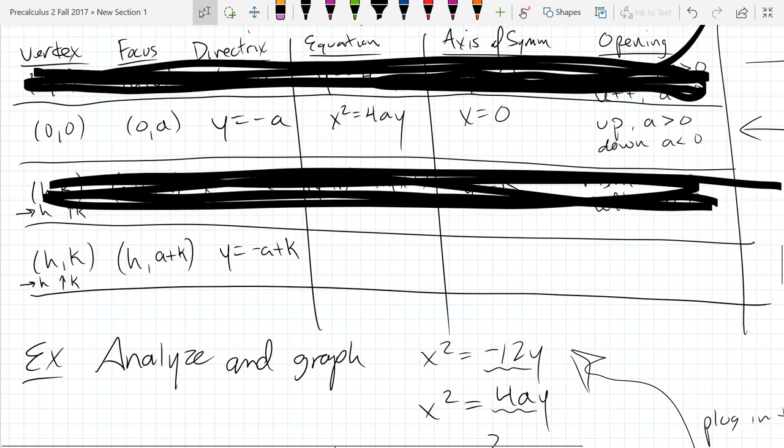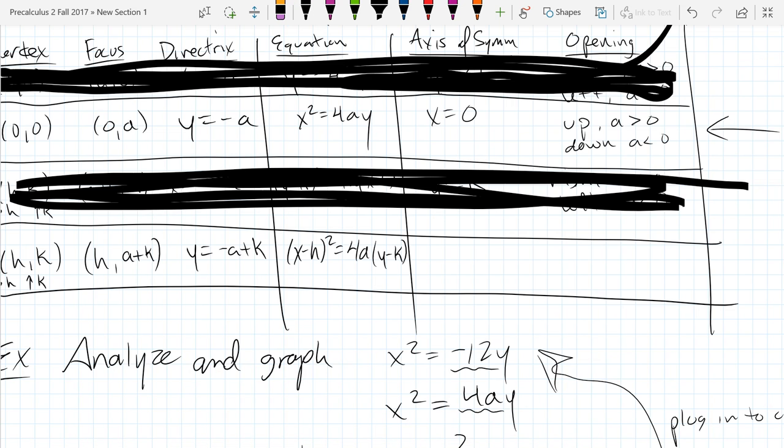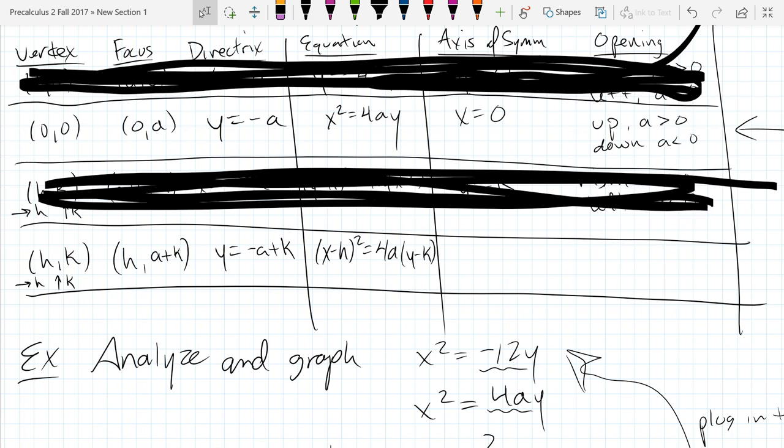The equation, so x is going to be replaced by x minus h, squared equals 4a, and then y is y minus k. Axis of symmetry used to be the vertical line x equals 0. Now it's going to be x equals h. And it's going to open up or down. Same as before.